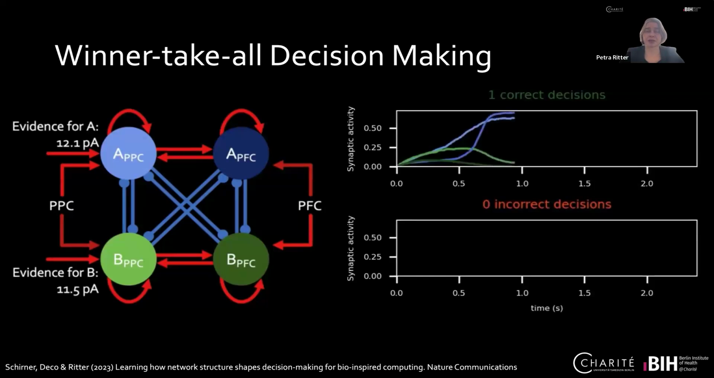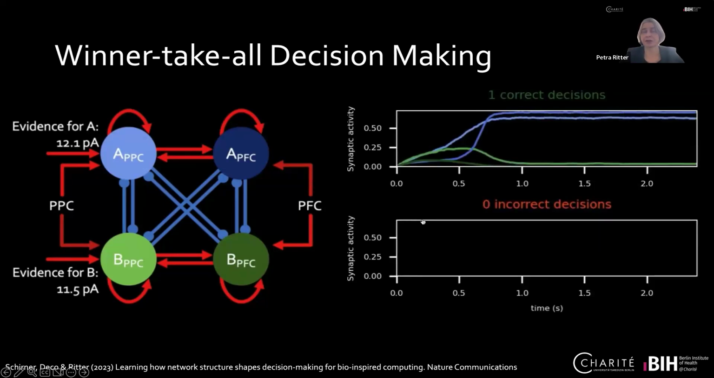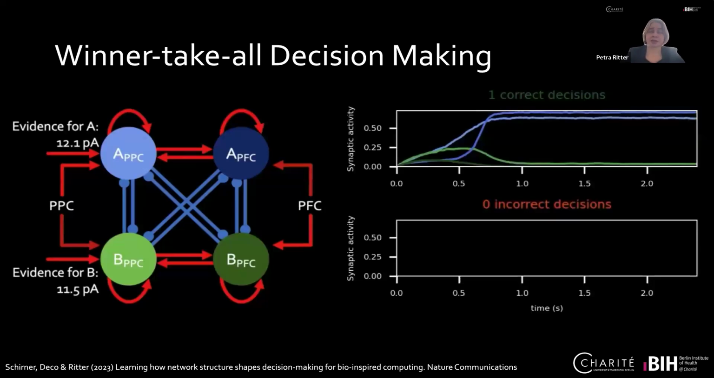And this is just an example simulation showing the activity time courses of these four populations, colored according to the color here. And we see in this example simulation, this is the time axis, this is the synaptic activity of each of the four populations after 0.5 seconds. The blue populations gain high activity and they reach the high attractor state, the point of no return when a decision is being made. So in this case, the decision is made for A, and this would be a correct decision, because indeed the evidence was higher for population A than the evidence for population B.